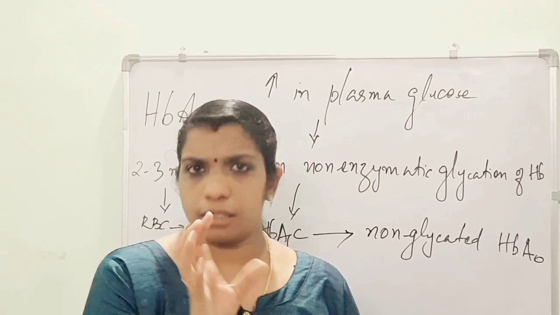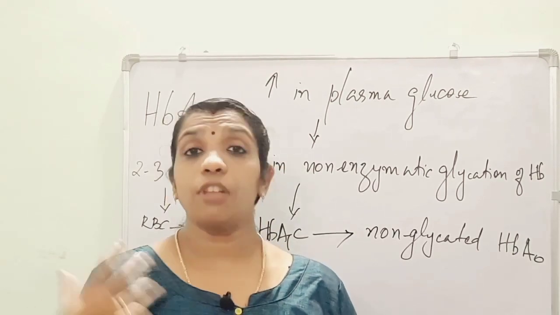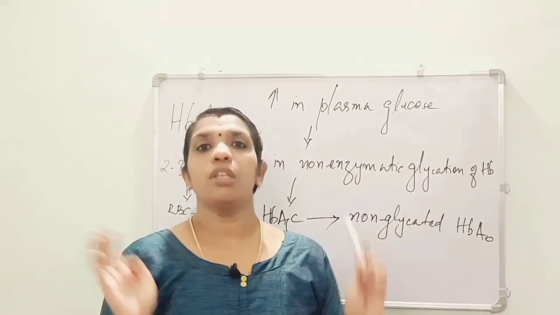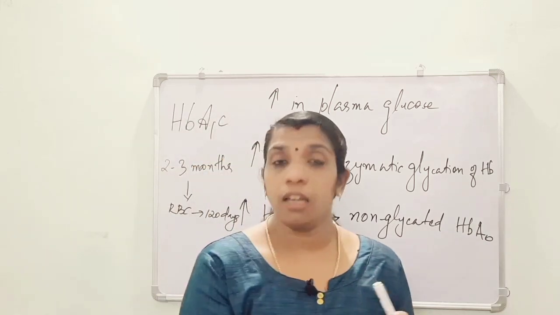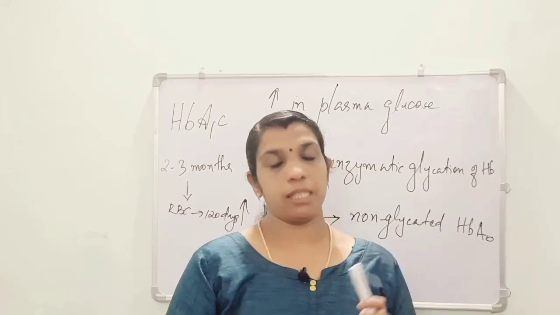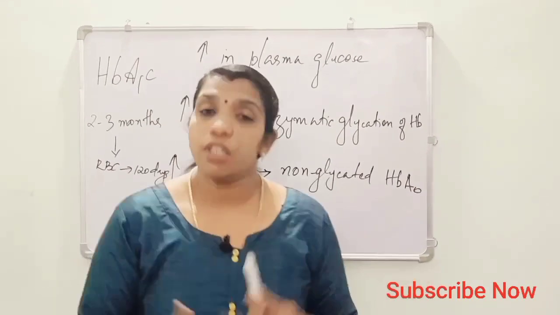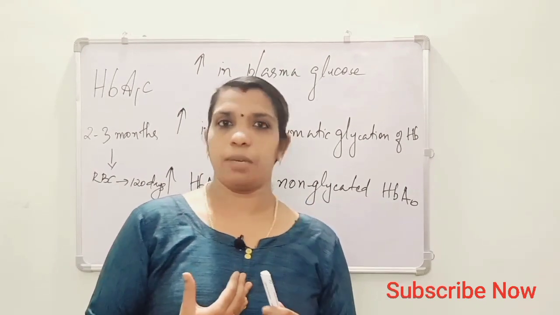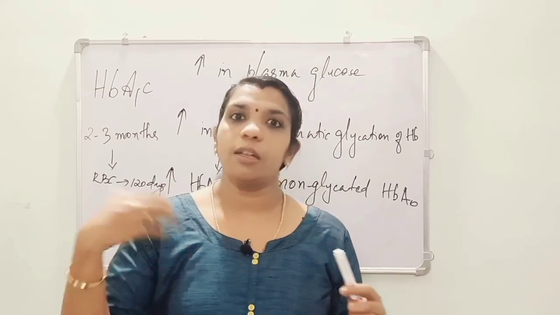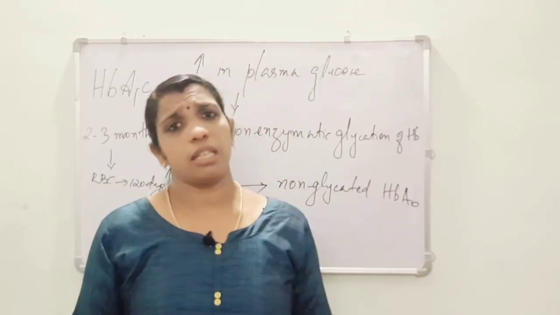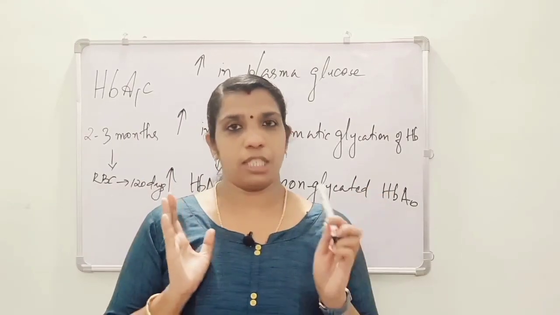So at what interval should we check HbA1c? If the patient is having good glycemic control, we should check once in 6 months. And if the patient is having poor glycemic control, then we should check the HbA1c once in 3 months. That will help us come to a conclusion whether the patient is diabetic, whether the patient is improving with treatment, or whether the patient is deteriorating with treatment. You understand?